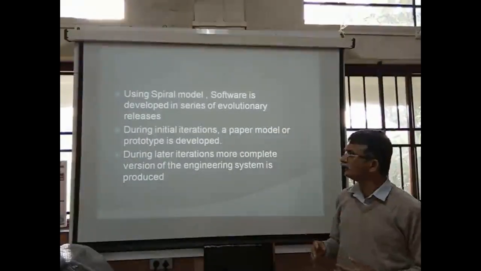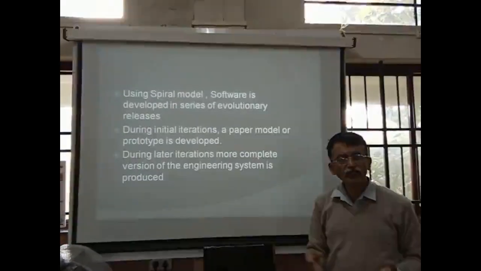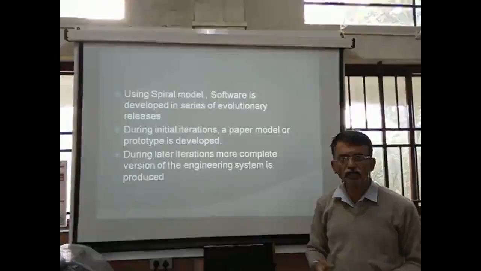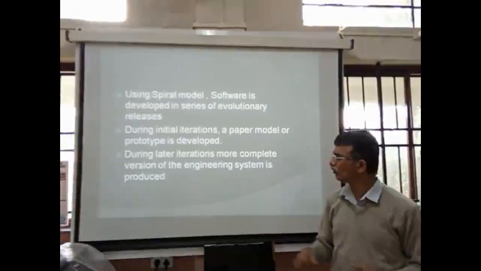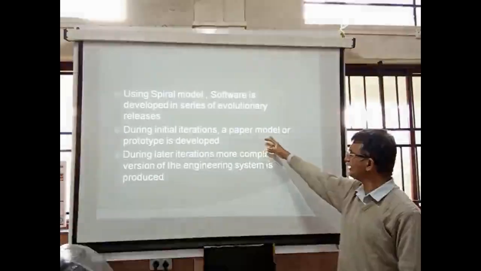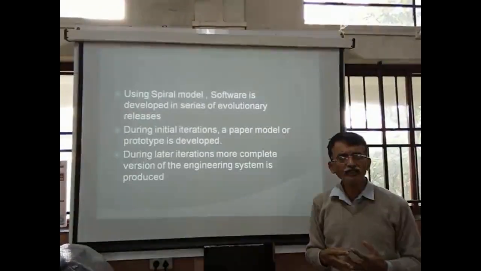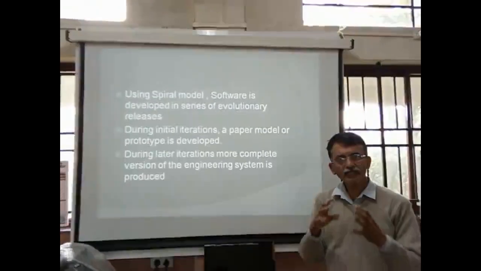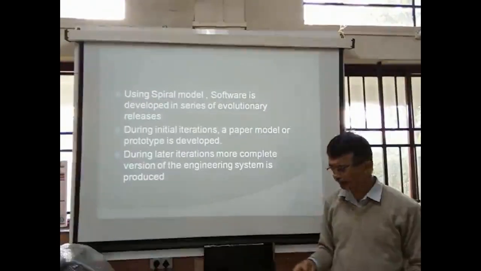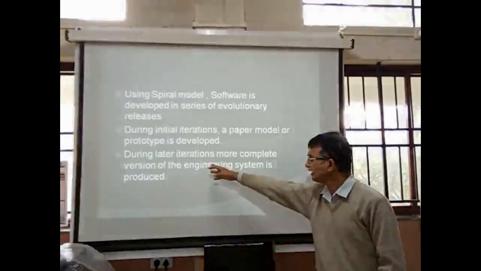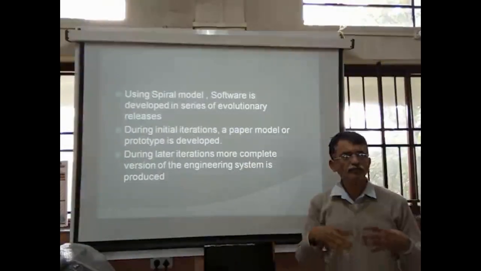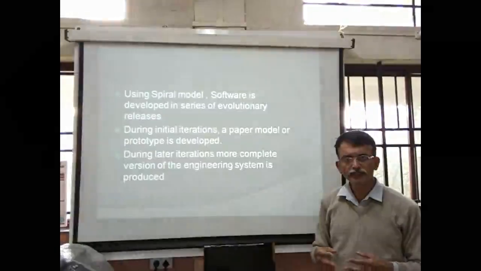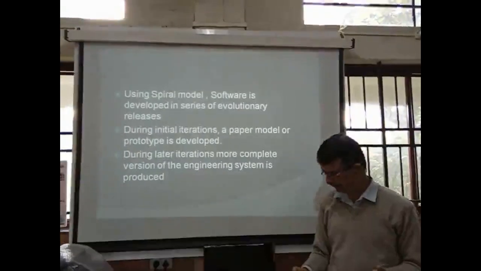Using the spiral model, software is developed in a number of series. Okay, you have a number of versions coming out in case of the spiral model. During the initial iteration, a paper model or prototype is developed. So initially we have just paper work or a prototype that is developed. During later iterations, more complete versions are engineered as the software. So there are more facilities in the next version.